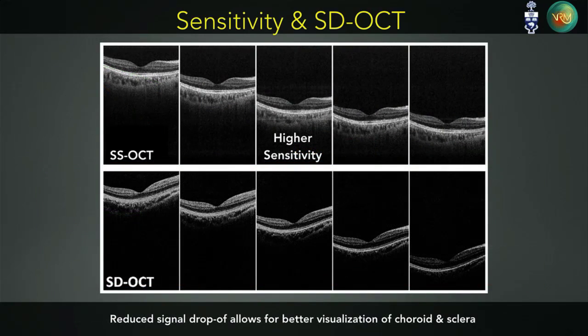Here's another example of that. So swept source on top, spectral domain on the bottom, same patient, and we can see that as we try to get a deeper penetration with our spectral domain device, we get increased sensitivity roll-off, and we're losing information in the deeper structures.